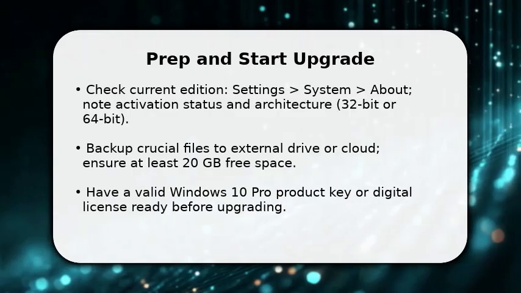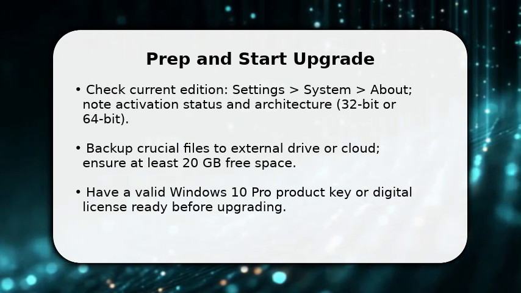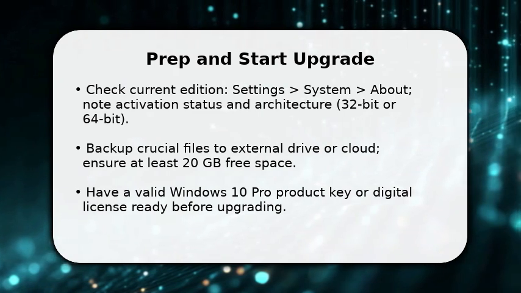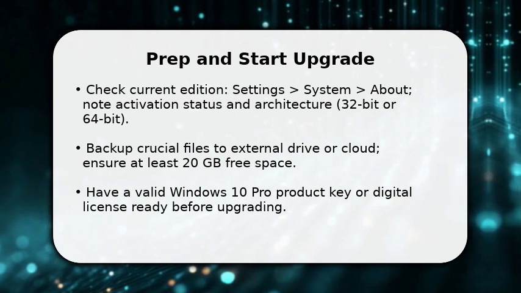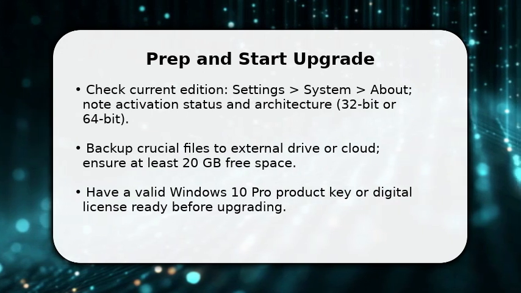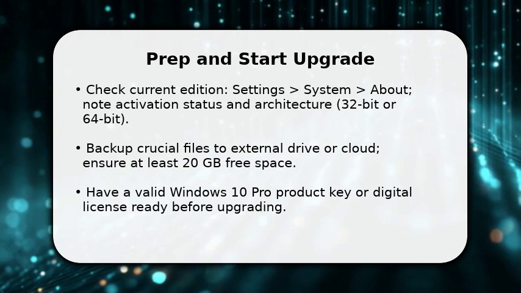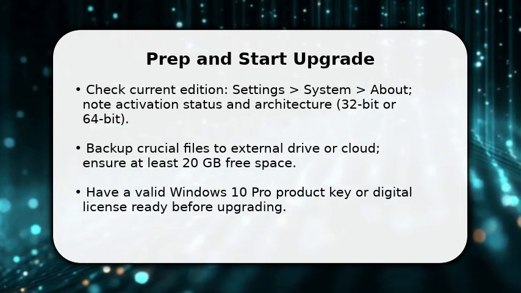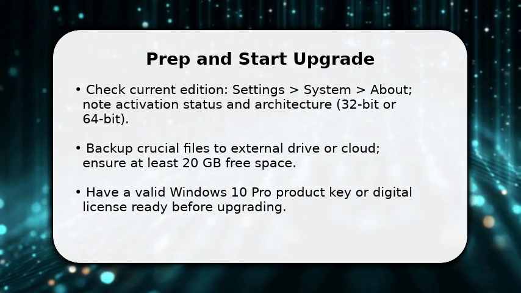You begin by confirming what you already have and why it matters. Check Settings, System, About to verify edition and 32/64-bit architecture, so you pick the right installer. Once done, back up your important files to an external drive or cloud to avoid data loss. Make sure you have at least 20 GB free and a valid Windows 10 Pro key or linked digital license. This prevents activation problems during or after the upgrade.